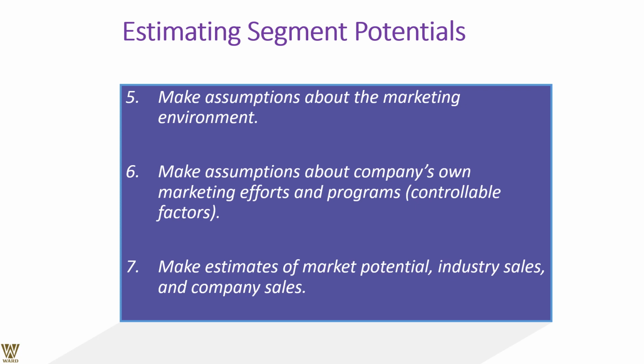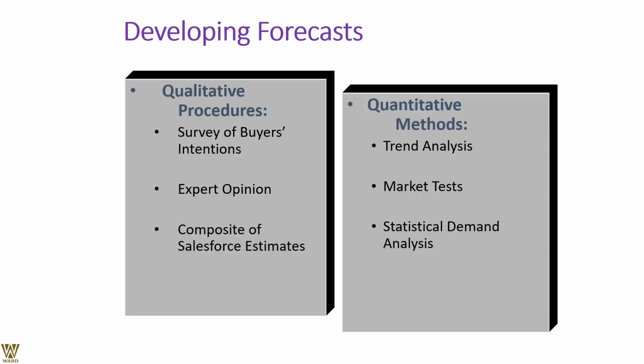Make assumptions about the marketing environment. Make assumptions about the company's own marketing efforts and program as a controllable factor, because this is something which you can control. Anything in the environment, anything in the market, anything with the competitors, probably you may not be able to control. Make estimates of market potential, industry sales, and company sales before embarking. If you are going to launch a high price product in Sweden, probably a laptop, the purchasing power is immense. If you do it in South Africa, it might take time to penetrate, and it might be very cost intensive. That needs to be understood. So make estimates of your market potential, industry sales, and company sales thereabout.